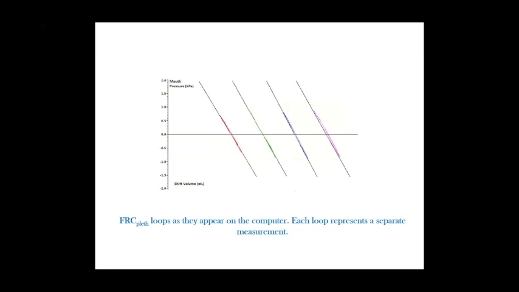We repeat the test for the patient inside the box, without opening the door of the body box, 3 to 4 times. Here are the loops, and there are acceptability criteria for these loops. These loops should cross the zero line, in which pressure is plotted against volume. The loops should be closed and without thermal drift or going outside the screen.